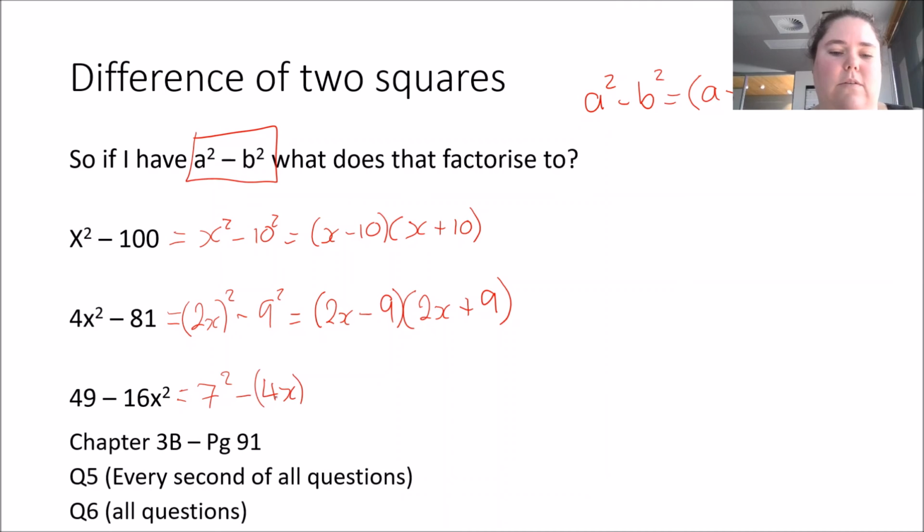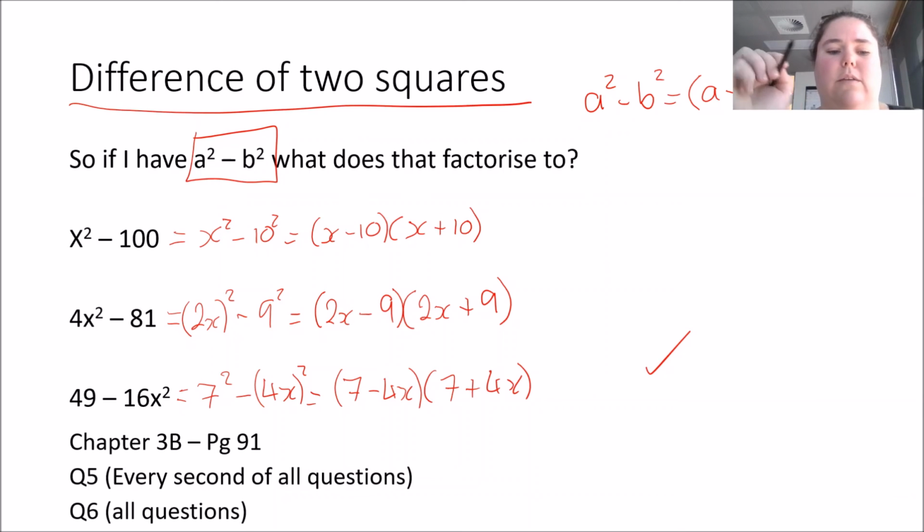Alright, so square root of the first minus square root of the second, square root of the first plus square root of the second. Done. Difference of two squares.